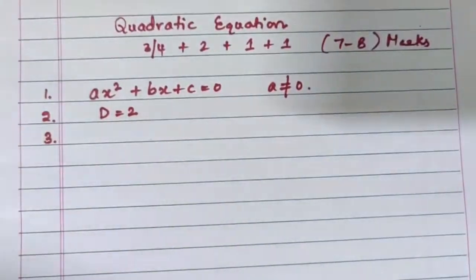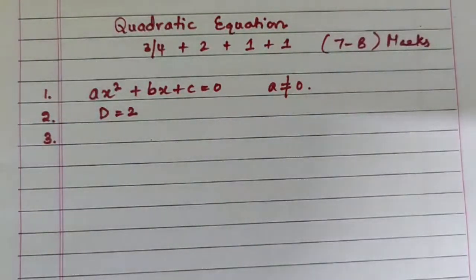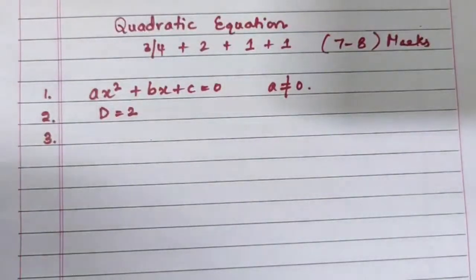And for 1 mark, what else can they ask? They can ask whether the given equation is in standard form or not. Otherwise, whether it is a quadratic equation. Only when the degree equals 2, we call it a quadratic equation. Any degree other than 2 is not a quadratic equation. So they'll give a simple equation, and you should find whether it is a quadratic equation or not. So we'll see a few simple questions.